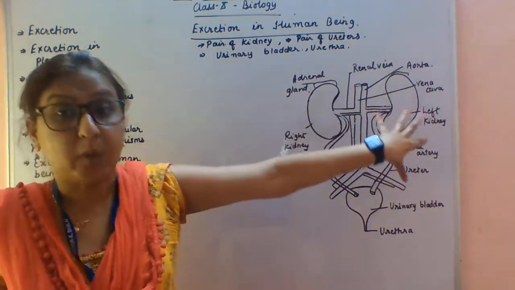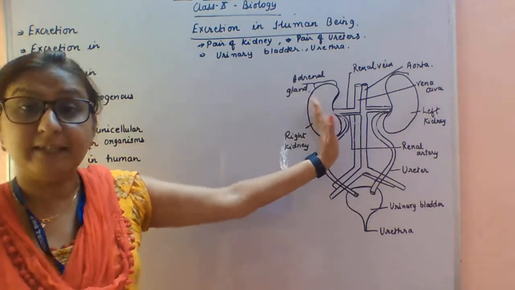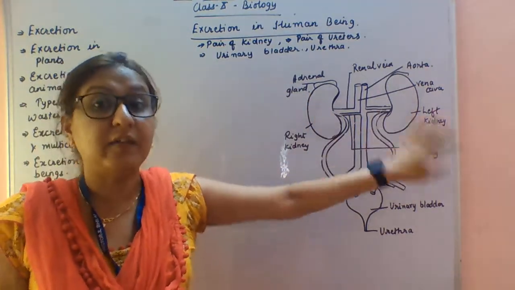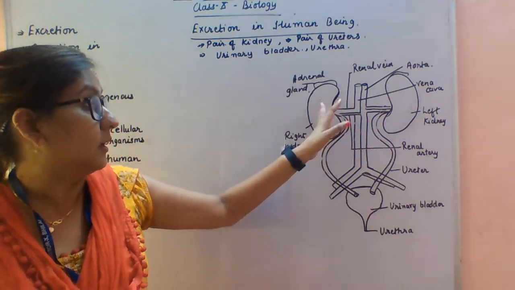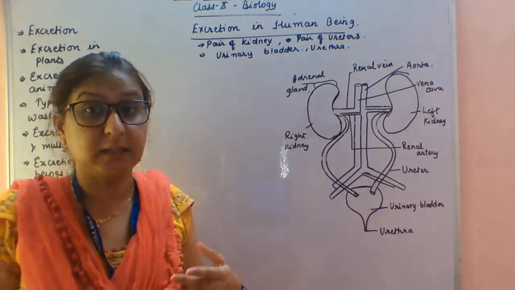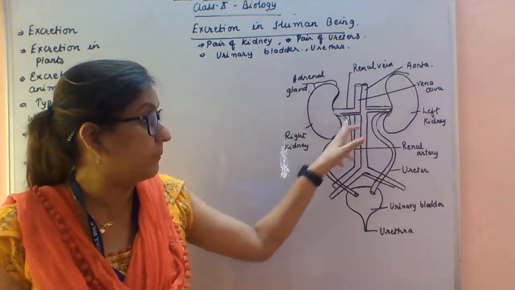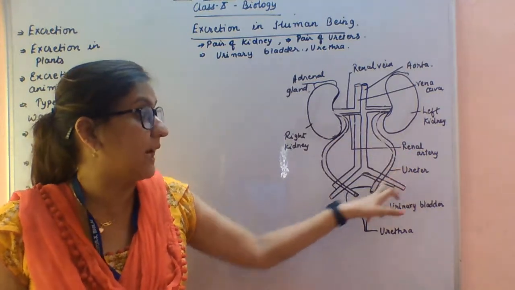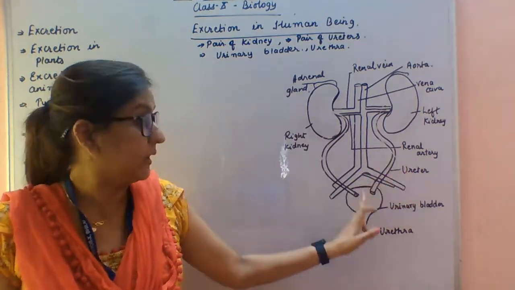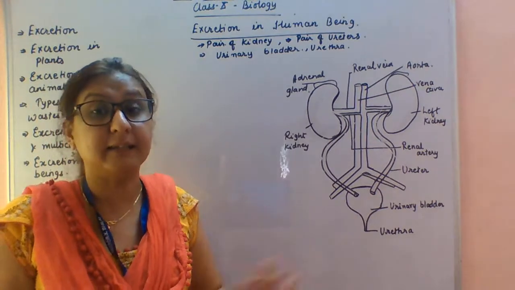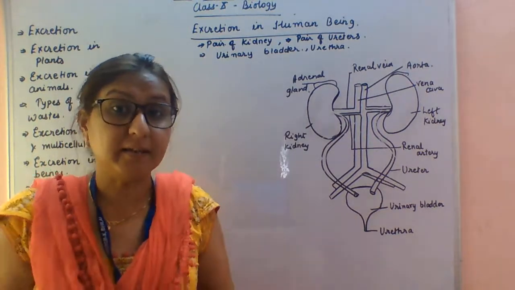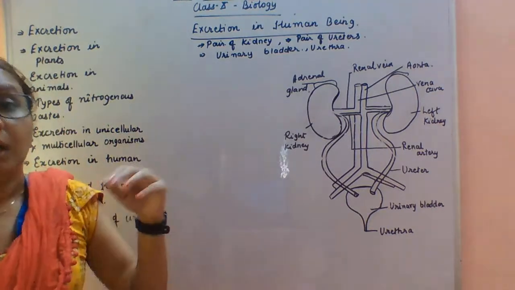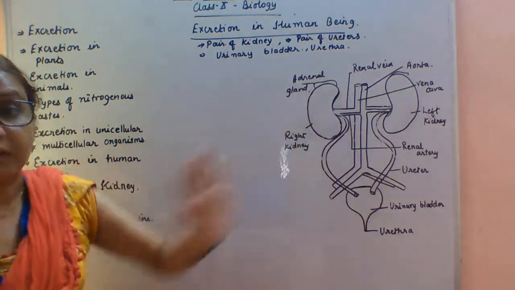First, the impure blood comes to the kidneys through the left and right renal arteries. Then the kidney filters the blood, and it passes on with the help of the ureters, and from the ureters it reaches the urinary bladder, and then the excretion of urine takes place. For better understanding, I will explain the internal structure of the kidney.